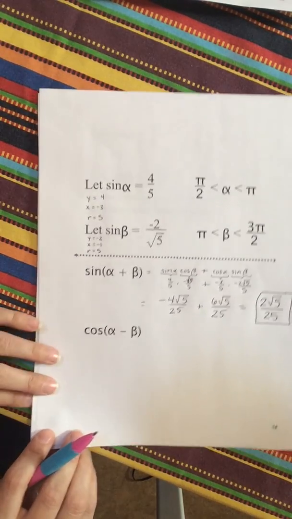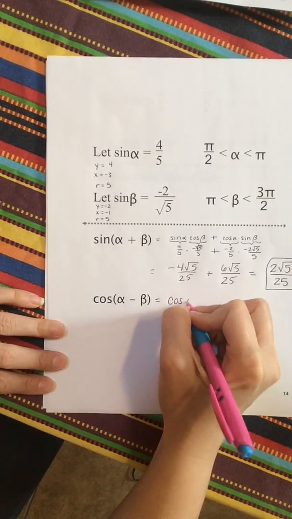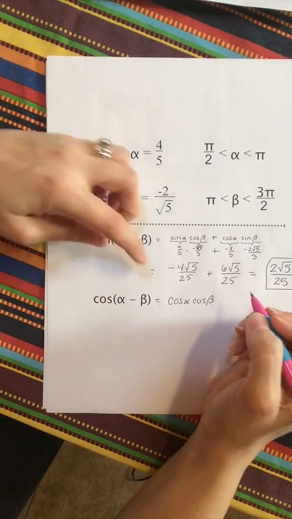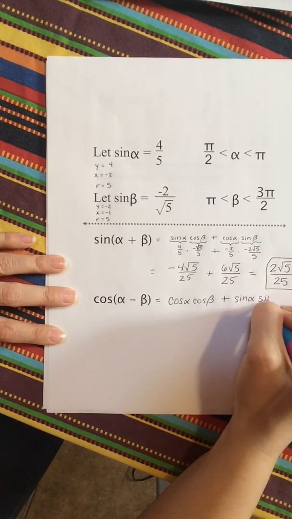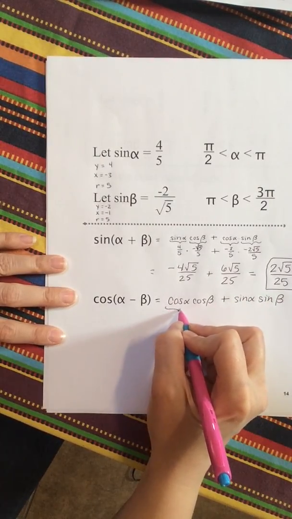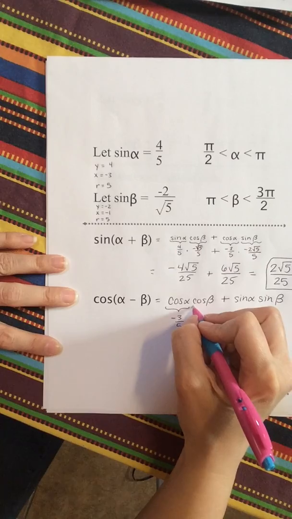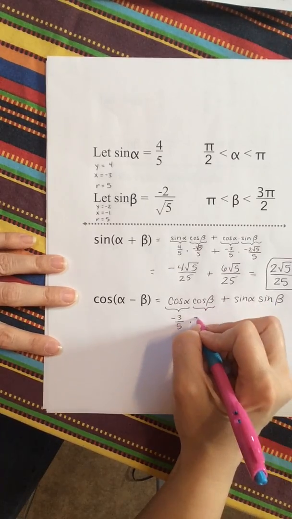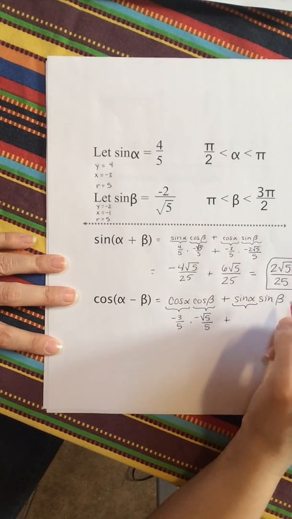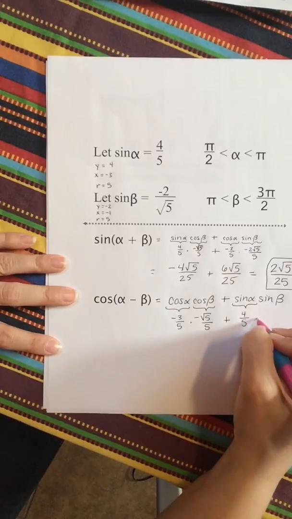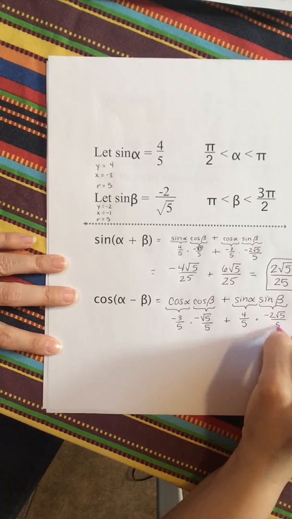Okay, just one more here. Cosine of alpha minus beta. When we rewrite this, this becomes cosine alpha cosine beta. Since it's a minus sign here, it'll be a plus sign here. Sine alpha sine beta. Now, cosine of alpha is negative 3/5 times cosine of beta is negative square root of 5 over 5 plus sine of alpha is 4/5 times sine of beta, which is negative 2 square root of 5 over 5.